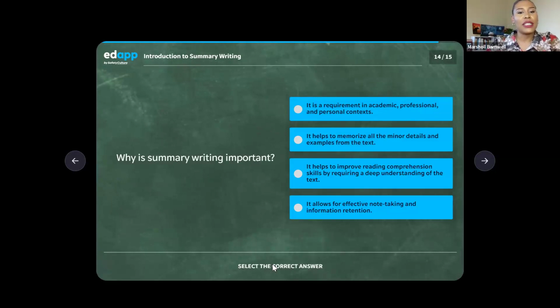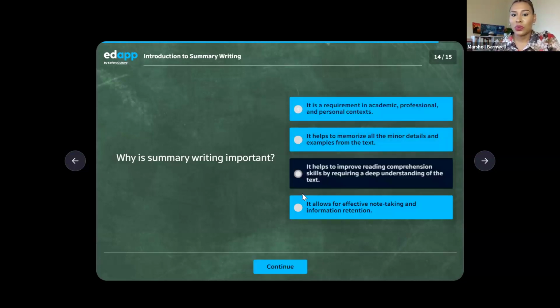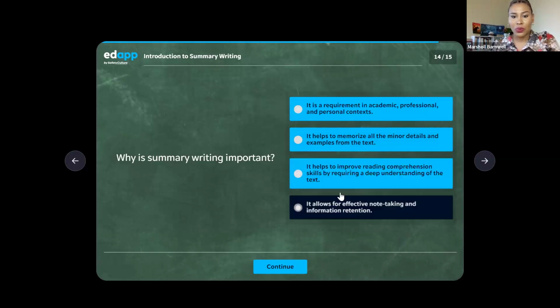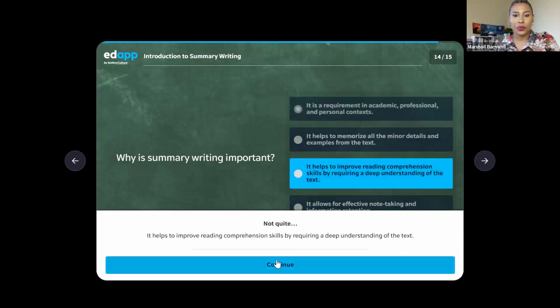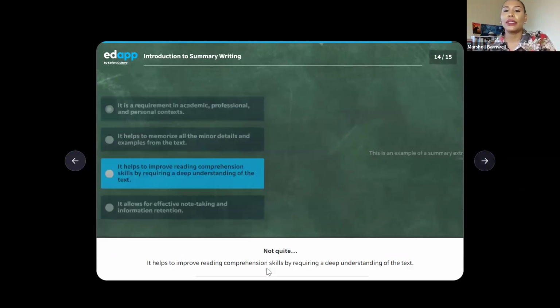Why is summary writing important? It is a requirement in academic, professional and personal contexts. It helps to memorize all the minor details and examples from the text. It helps to improve reading comprehension skills by requiring a deep understanding of the context, and it allows for note-taking. So it helps to improve comprehension skills by requiring a deep understanding.